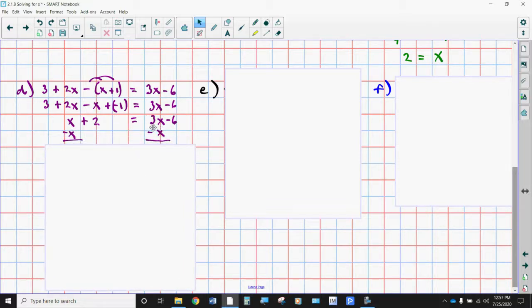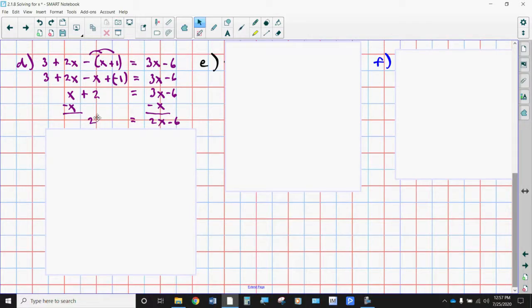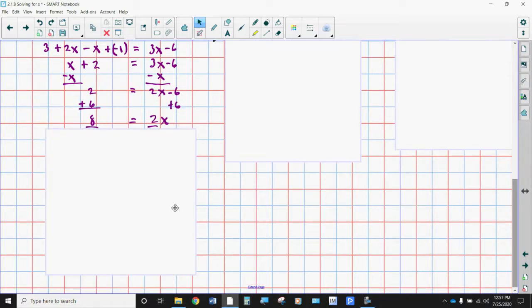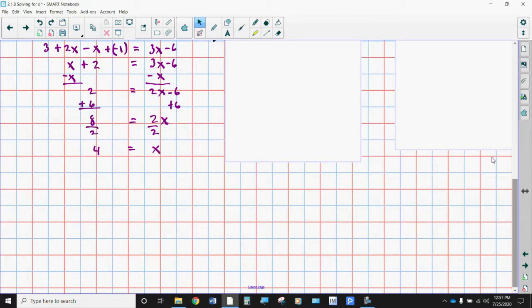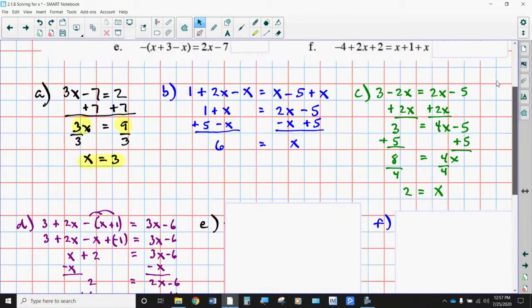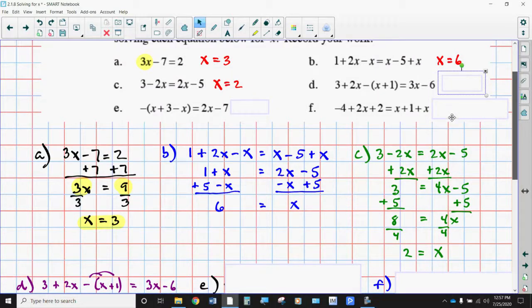So I take away an x from each side, so I end up with 2 over here because that's zeroed out, and 3x minus 1x is 2x's, minus 6. Now I'll add 6 to each side because I want to get those 2x's by themselves. So it gives me 2x's is equal to 8. And 2 times what number equals 8? It must be 4. So x is equal to 4 is the solution for D.